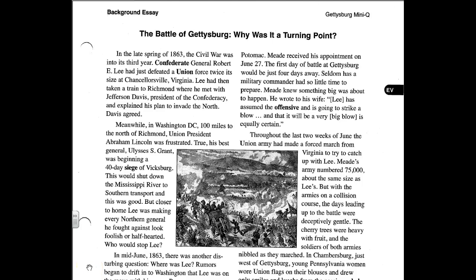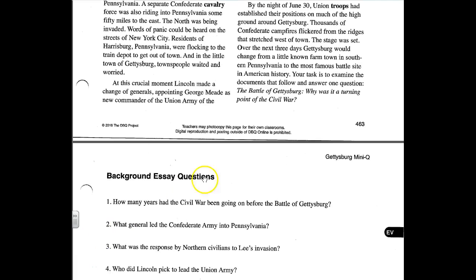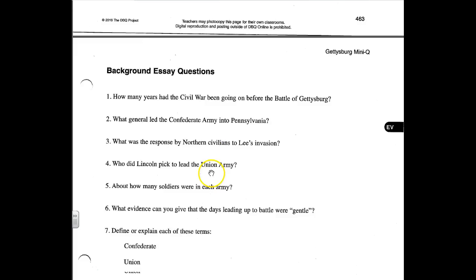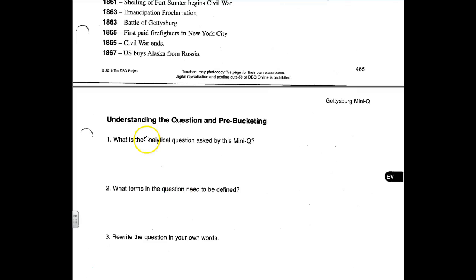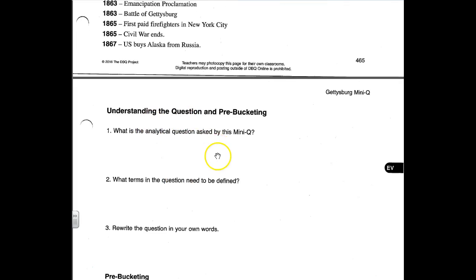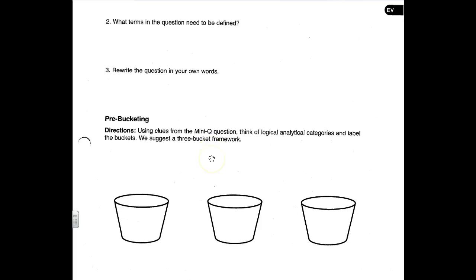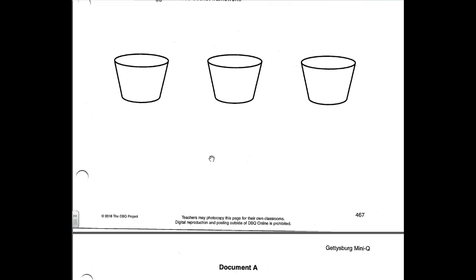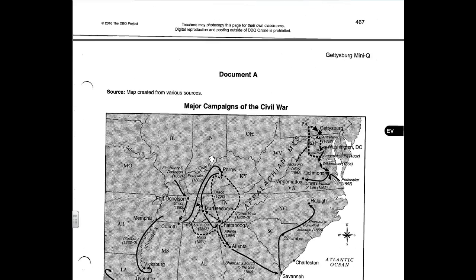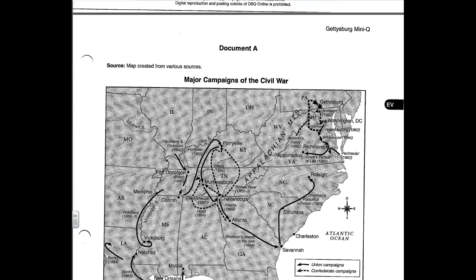Okay, so we've gone through the background essay. We've answered our background essay questions. We have looked a little bit at the timeline, and we've answered our understanding the question and pre-bucketing questions here on page 467. Now you are ready to begin attacking your documents.